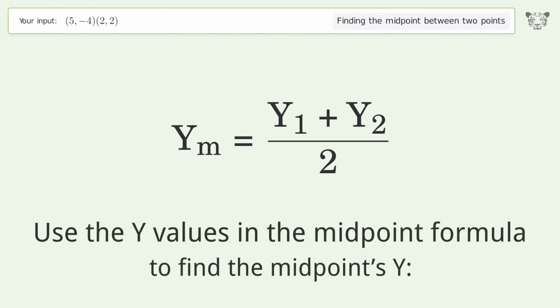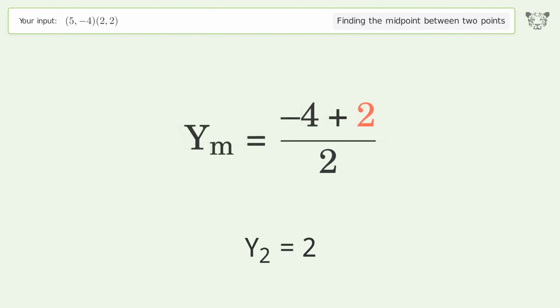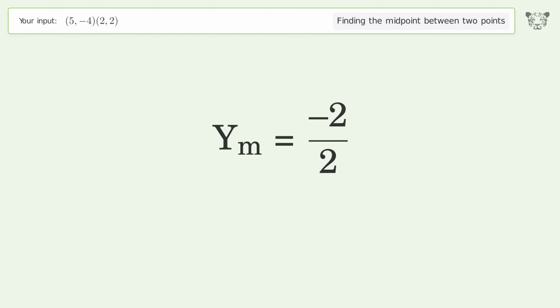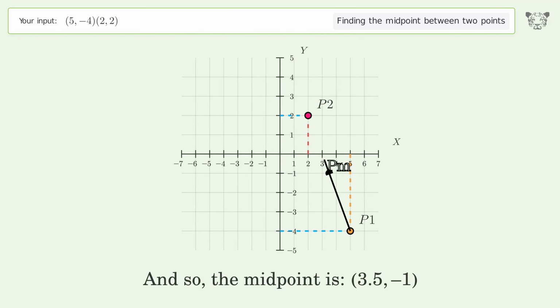Use the y values in the midpoint formula to find the midpoints y. y1 equals -4. y2 equals 2. Simplify the arithmetic. And so, the midpoint is 3.5, -1.